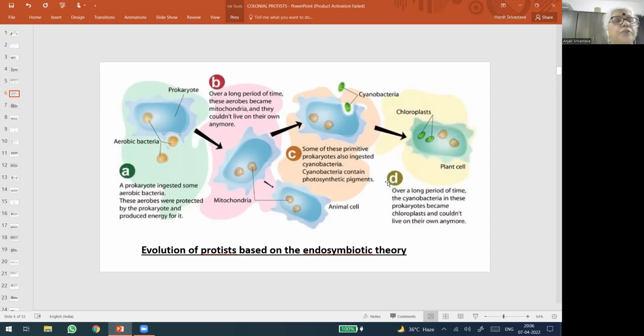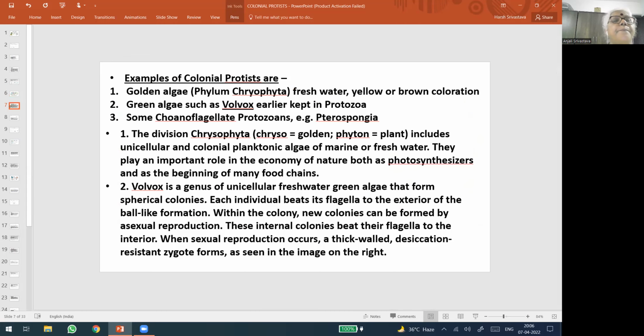So that is the endosymbiotic theory of evolution of the multicellular organisms. Now the colonial protists, as I have told you already, are of 3 types. Freshwater yellow or brown coloration showing golden algae of phylum Chrysophyta are the examples of colonial protists. Then plant-like green algae are the colonial protists, which were earlier kept in protozoa. And then finally the animal-like protists are the protozoans.